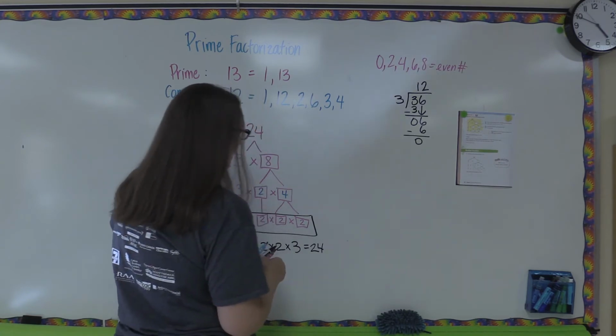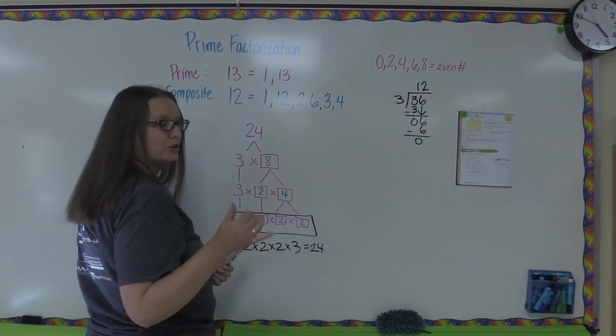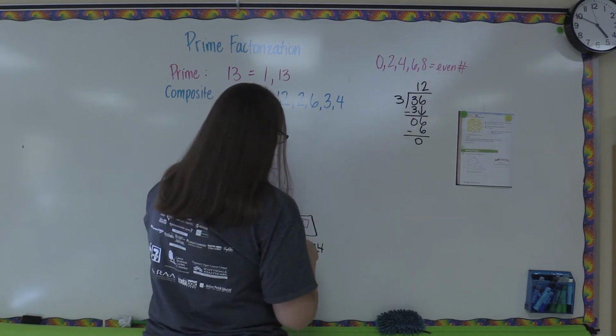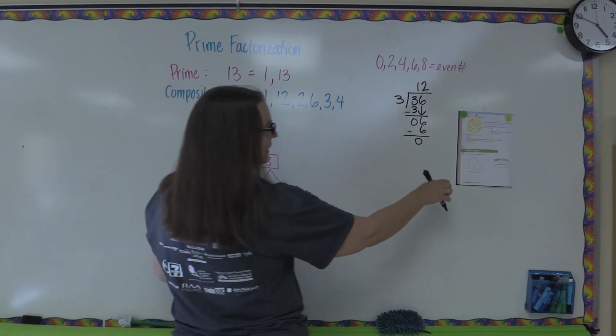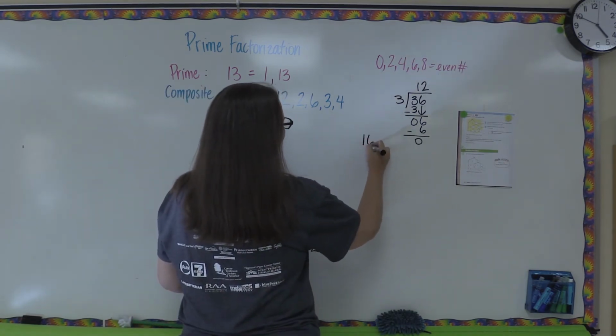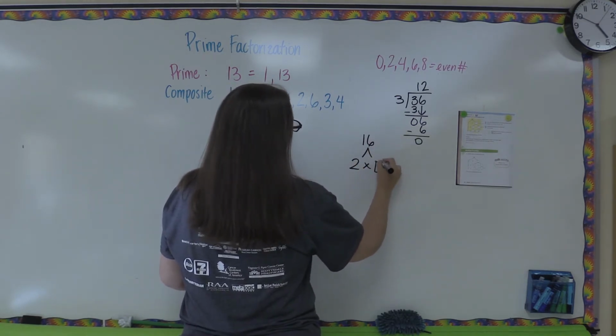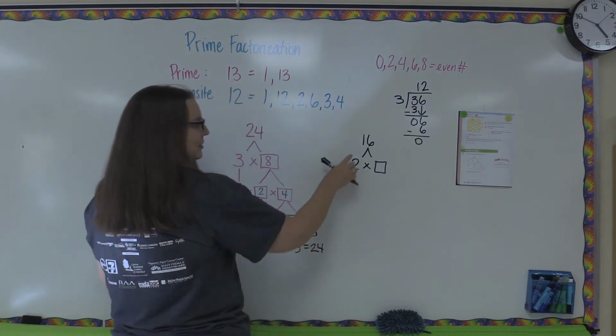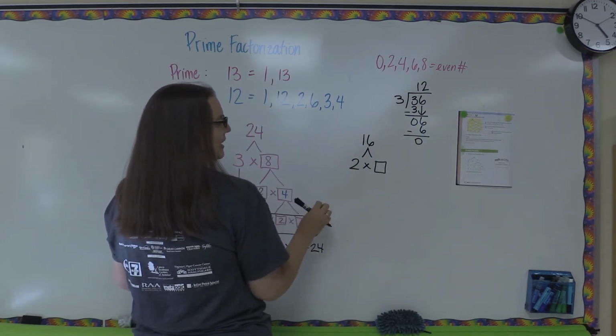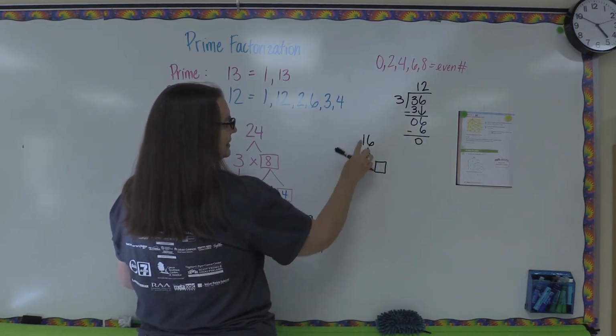Let's do one last problem together, and then I'm going to show you my technique, okay? So the next one down is find the prime factorization of 16. So it starts us off with a 2. They're really trying to help us out here. So how can I make 16 with 2 factors? 2 times what is 16?